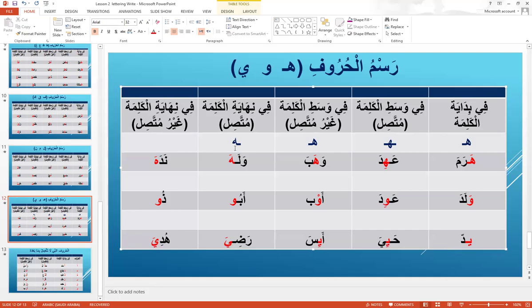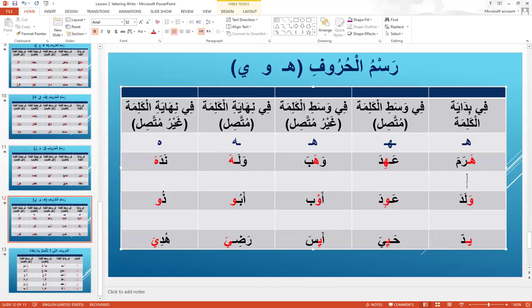If you look closely, it looks like the ta marbuta we talked about earlier. If you want to make this a ta marbuta, you just need to put 2 points on it. So this is the difference between this and the round ta we talked about earlier. Then ha at the end of the word, not connected, is going to be written like this normally.